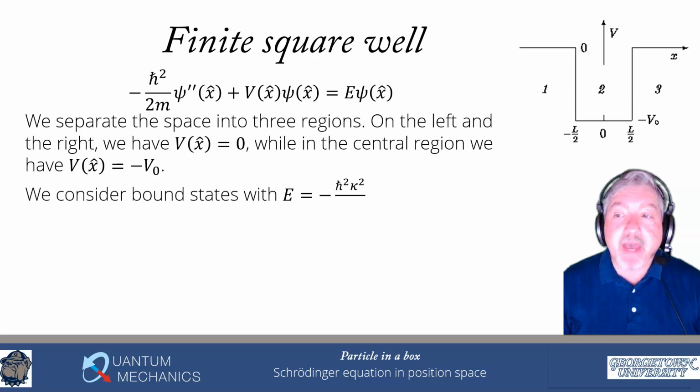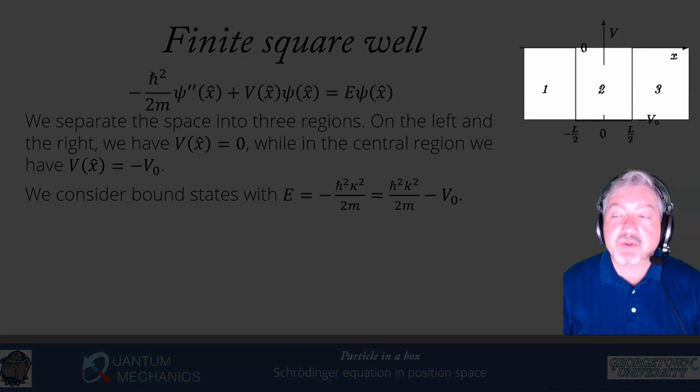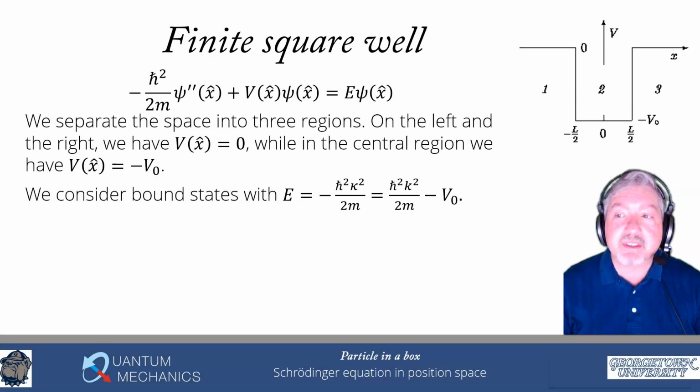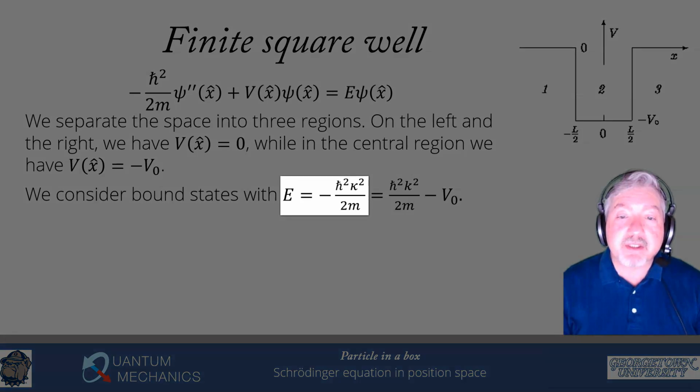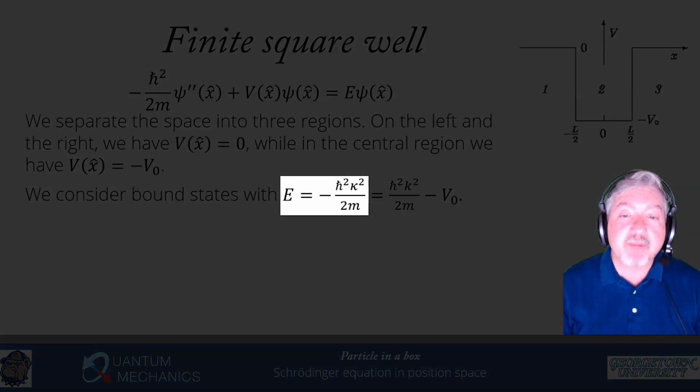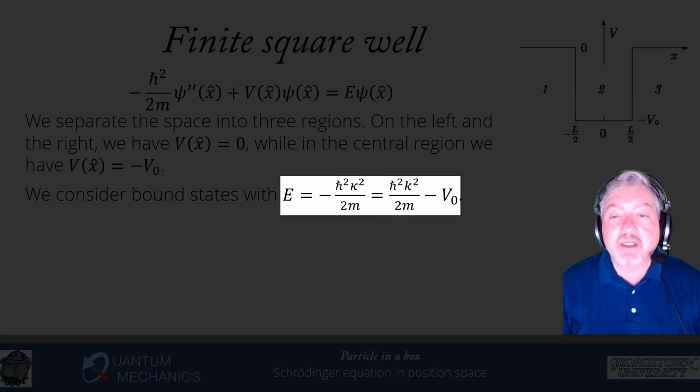We're going to consider the bound states. Bound states are going to occur when the energy lies between 0 and minus V0. If the energy is bigger than 0, it's in the continuum, and there are no energy eigenstates that lie below minus V0. When we consider the energy of those eigenstates, which we're going to denote by E, we're going to write it in two different ways. In one case, we're going to write it as minus h bar squared kappa squared over 2m. And in the other case, we're going to write it as h bar squared k squared over 2m minus V0.